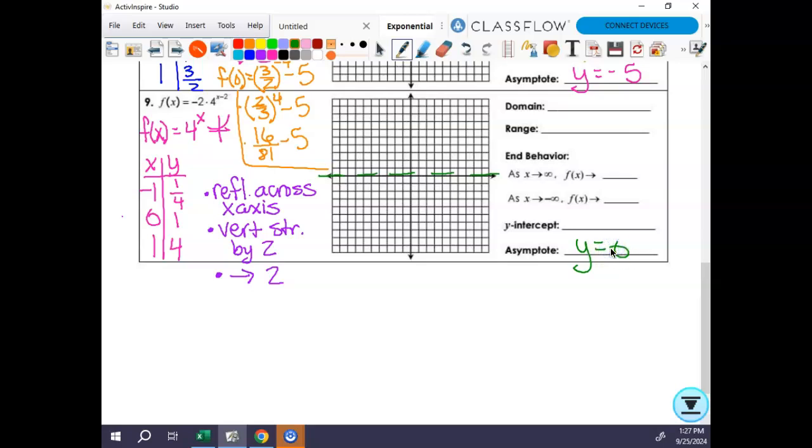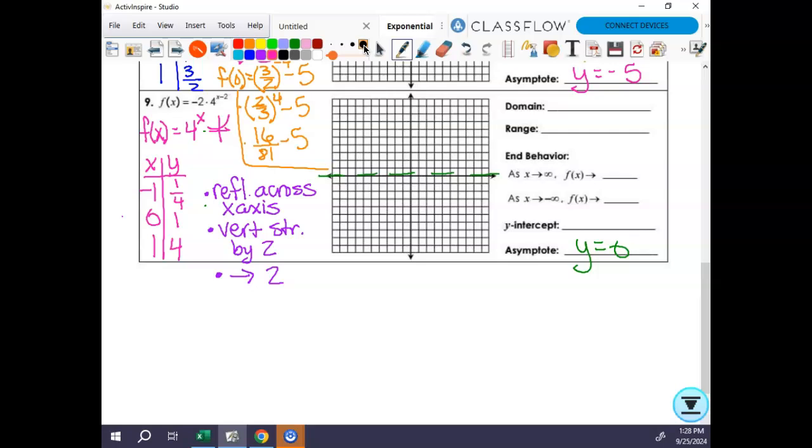And since I'm reflecting across the x-axis, the sketch that we drew is of the parent function. So even though this is growth, when I reflect it down, it's going to look different, but that's okay because that's just our parent function. So let's plot our points. I'm going to go to -1, 1/4, which I know is kind of hard to estimate. We just do the best we can.